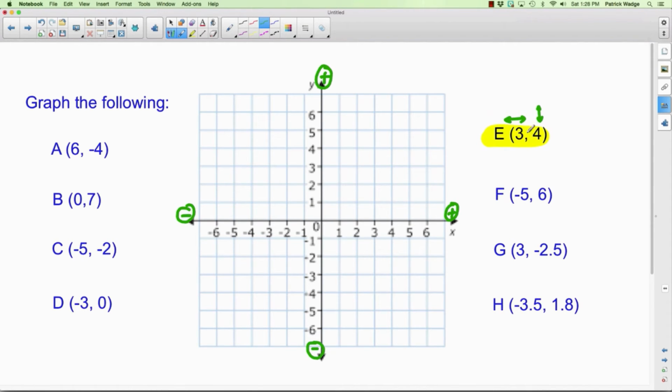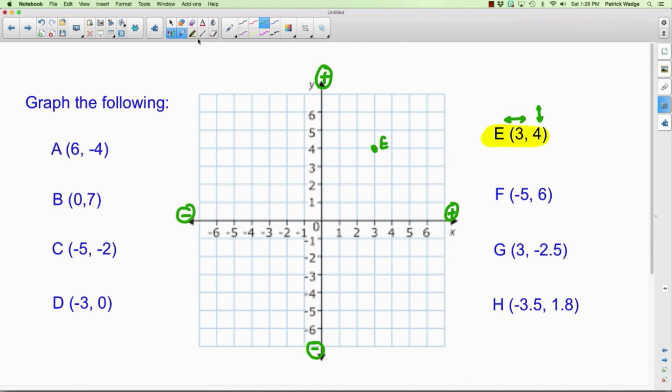So if we were going to graph this point, we start here and we go 3. 1, 2, 3. Do not put a point there. You're not finished because the second number is positive 4. So we went over 3 and then we go up because it's positive 4. 1, 2, 3, 4. There's your first point. So put a dot and I'll put an E there to label that one.